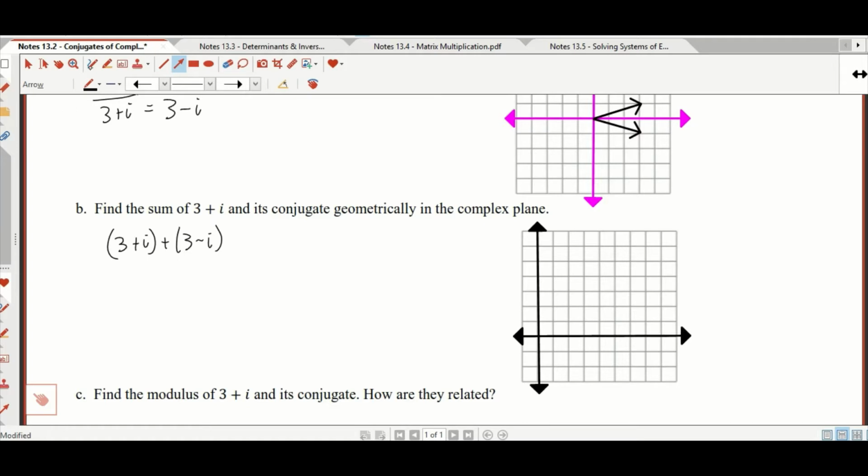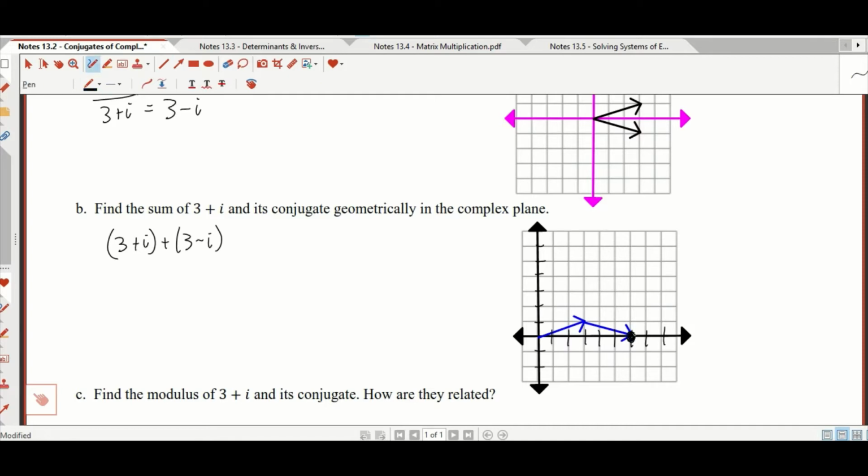So I'm going to go there. 1, 2, 3, 4, 5, 6. Something like that will do. And so let's do 3 plus i. 3 plus i is over 3, up 1. I don't want that particular head there. I want this one. 1, 2, 3 plus i. And we're going to add, so put it tip to tail, 3 minus i, which goes there.